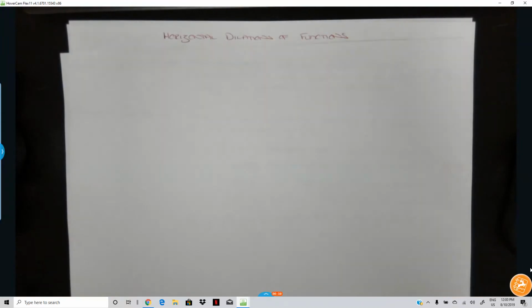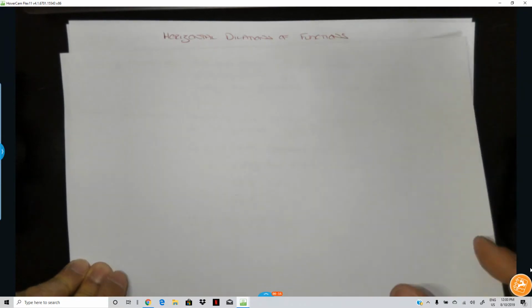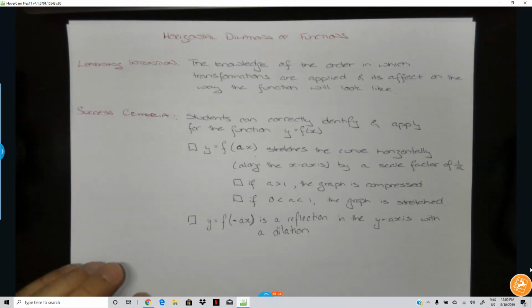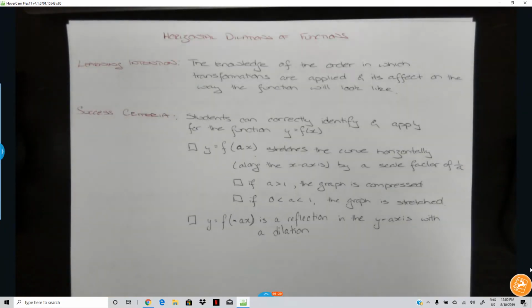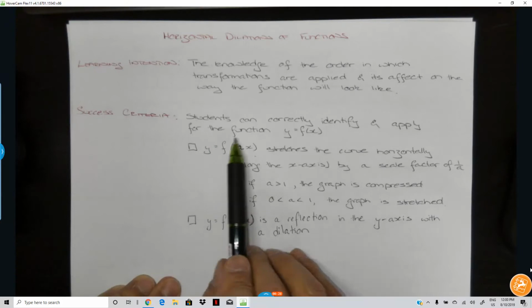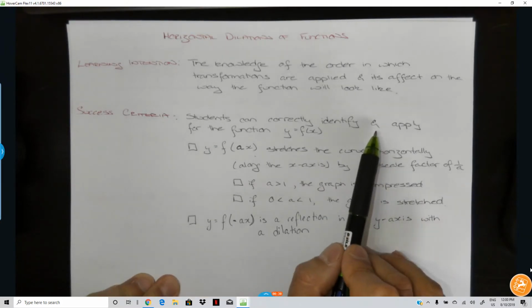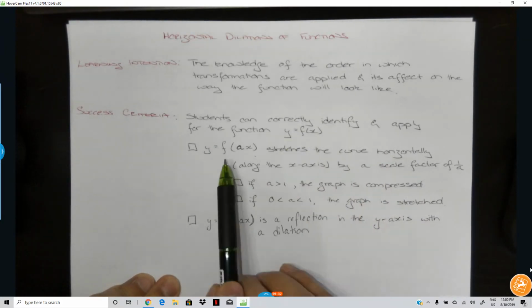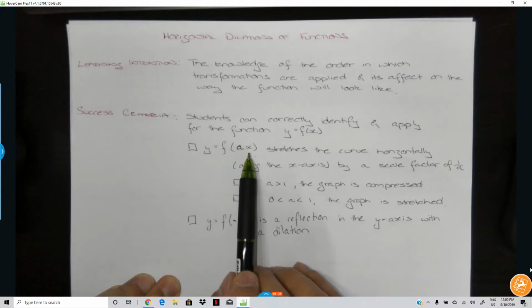Okay, so today we're looking at horizontal dilations of functions. Still with the same learning intention, where we're building our knowledge of the order in which transformations and dilations are applied to a parent function and the way it will look. Here, we're going to be identifying and applying the function f of x, and we get y equals f(ax).